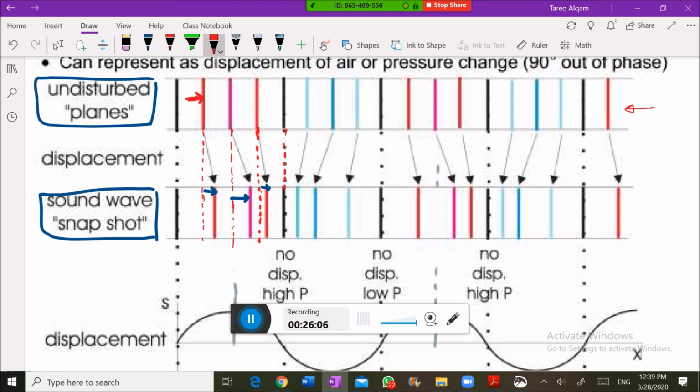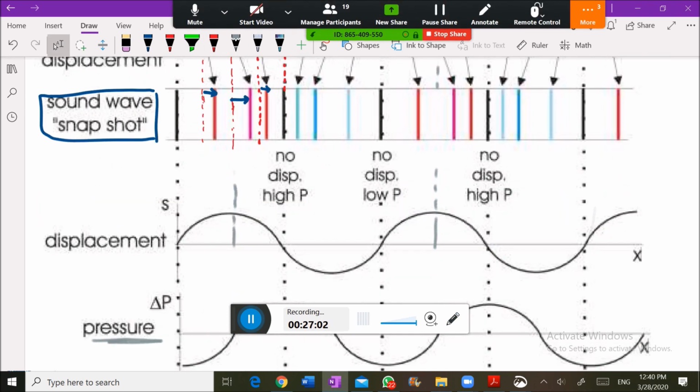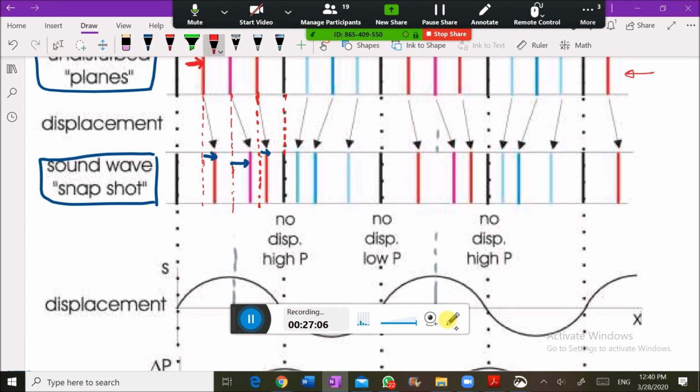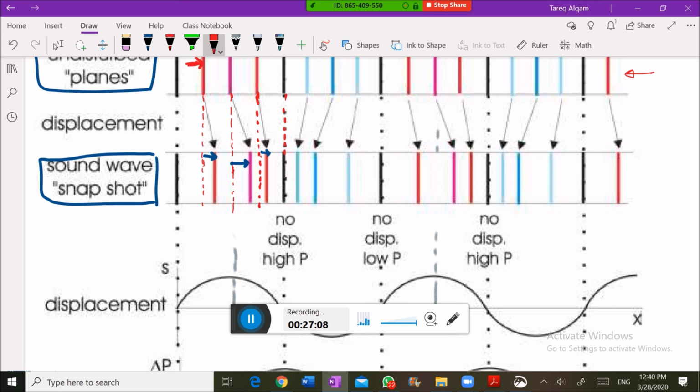Now I draw here 3 displacements, guys, right? Which of them is the maximum? The pink one is going to have the maximum displacement from the undisturbed position. This we call the amplitude. If I measure this displacement, this will be the amplitude. Okay.